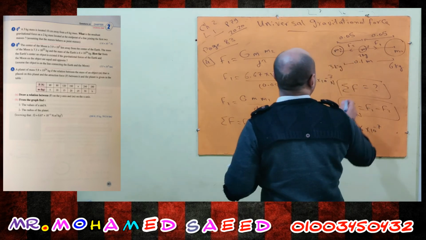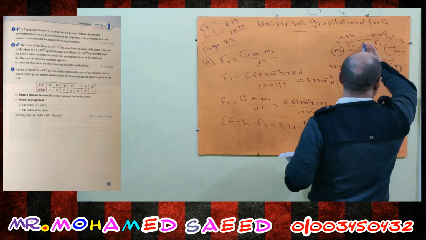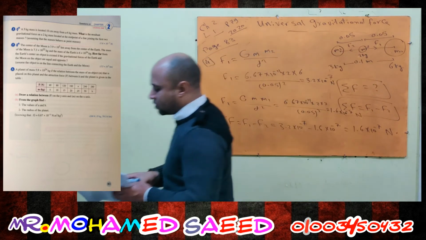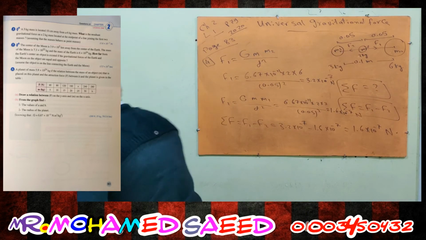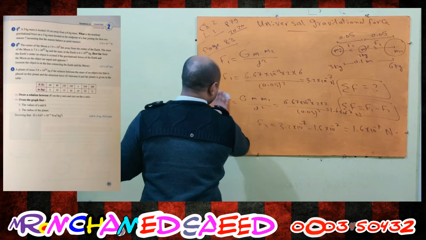So the resultant force is towards this planet, because it has greater mass, and this magnitude equals 1.6 times 10 to the power negative 7. Question number 5, the last question in this part.